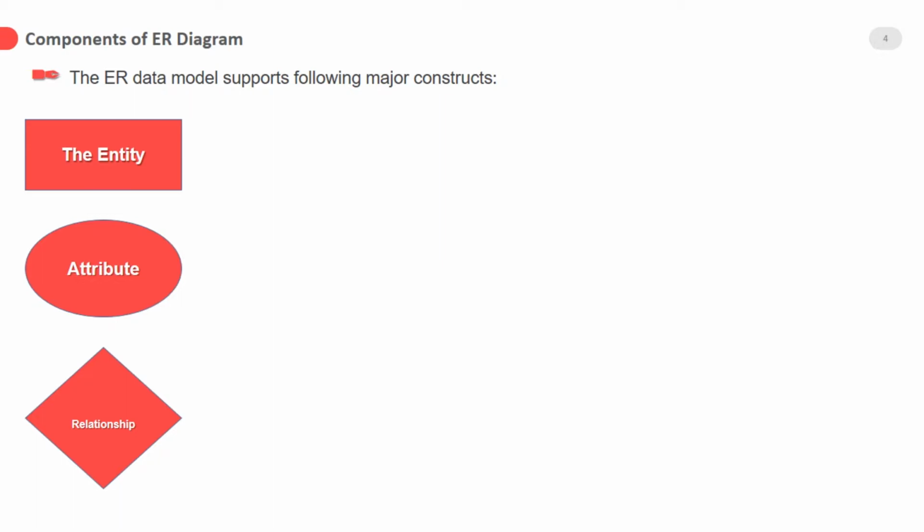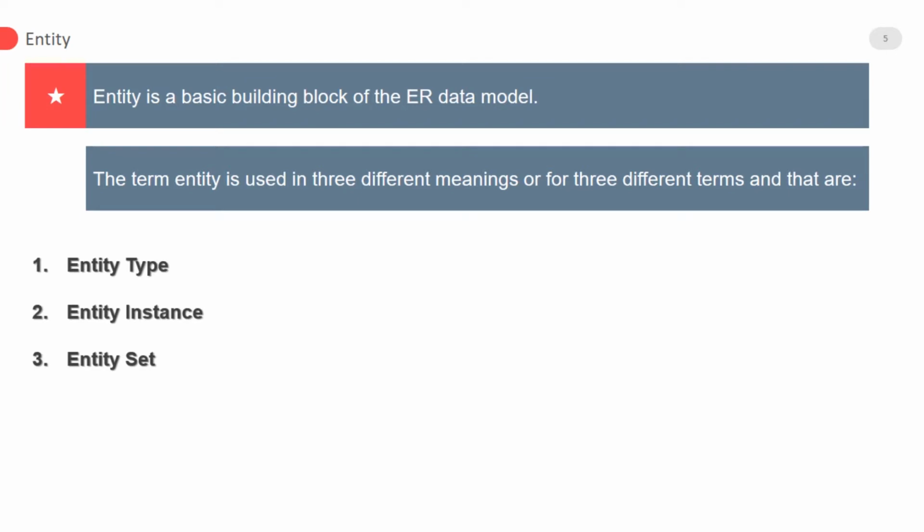The ER data model supports the following major constructs: the entity, attribute, and relationship. Entity is a basic building block of the ER data model. The term entity is used in three different meanings, for three different terms, and those are entity type, entity instance, and entity set. These three are major parts of ERD. We will discuss these three constructs one by one in detail.